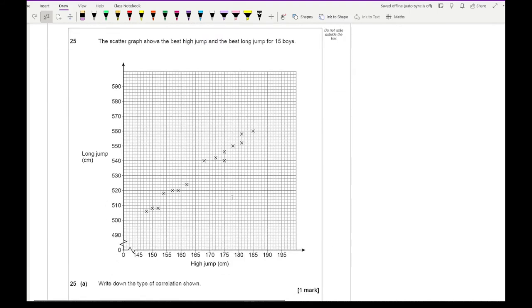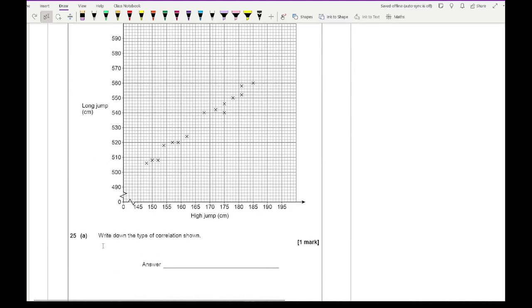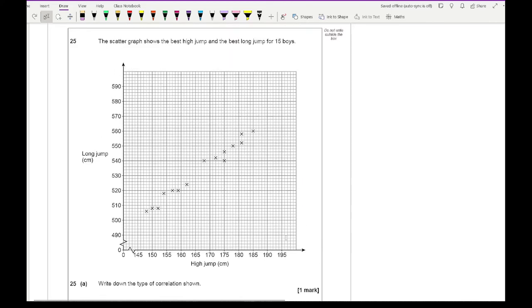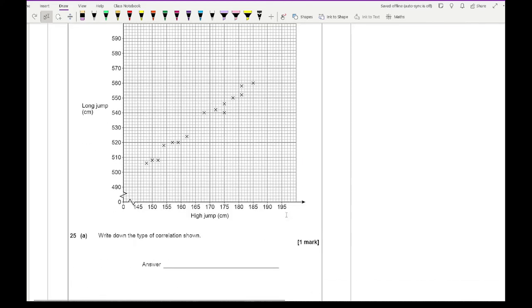Question 25 says a scatter diagram shows the best high jump and the best long jump for 15 boys. And question 25a is write down the type of correlation shown. Now for one mark, all I need to do is state whether it's got no correlation, positive or negative correlation. You don't need to comment on the strength. It's not essential, but if you did, you won't necessarily lose marks.